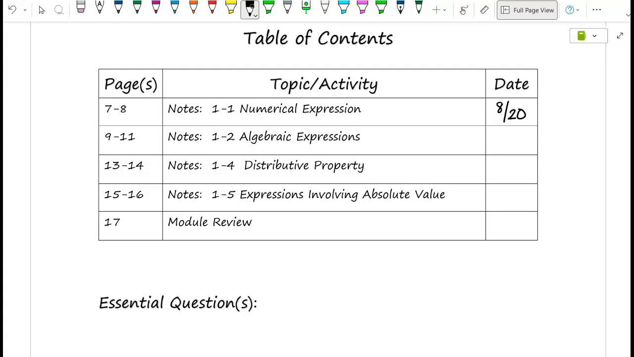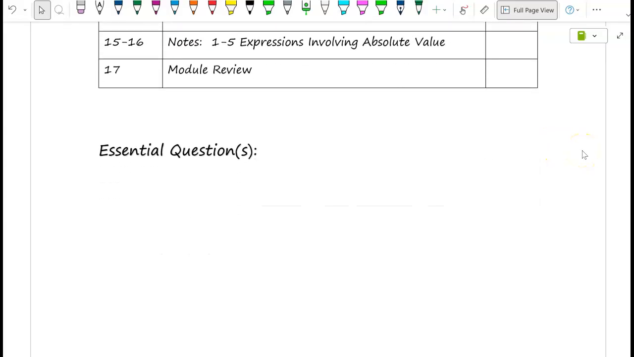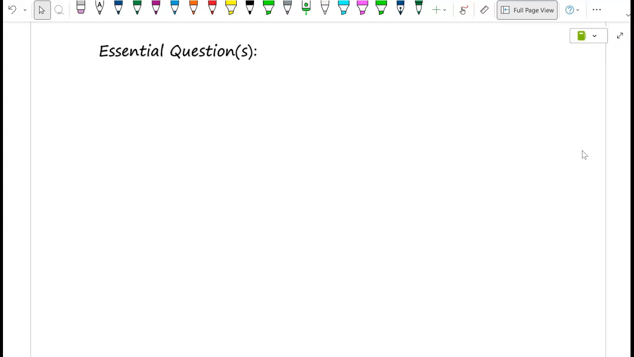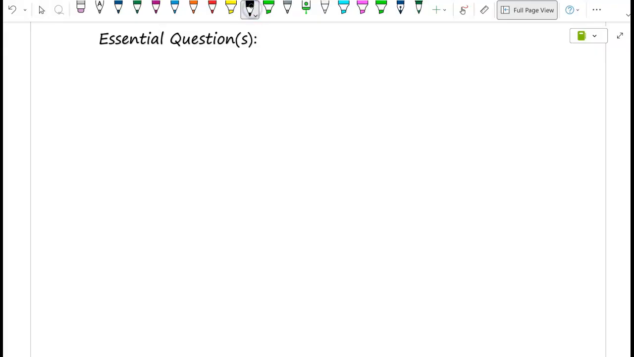And you'll also notice on that page it says essential question or questions. Each unit we will have some questions that you should be able to answer by the end of the unit in your own words. So we're going to write those down today so you know what they are. We have a few more this unit because it's review, and these are things I think you should already know for the most part. So our first question: what is a numerical expression?